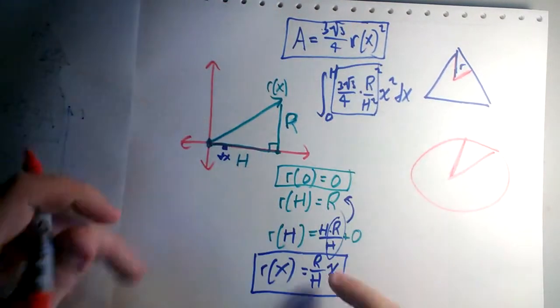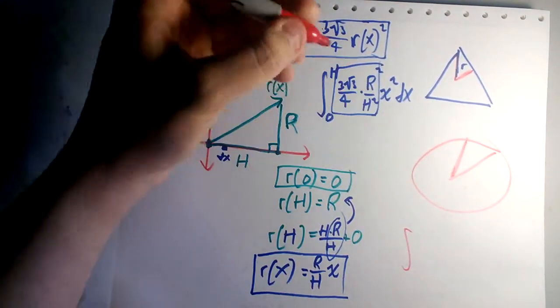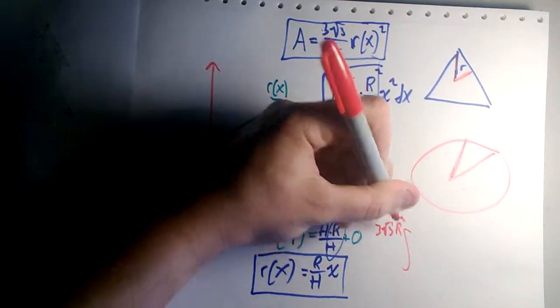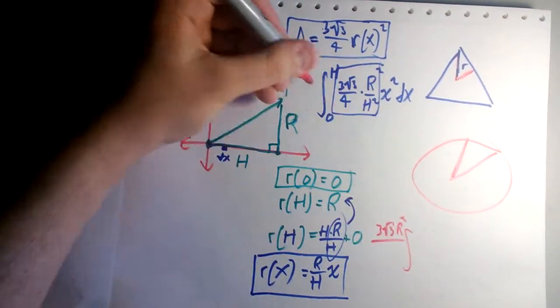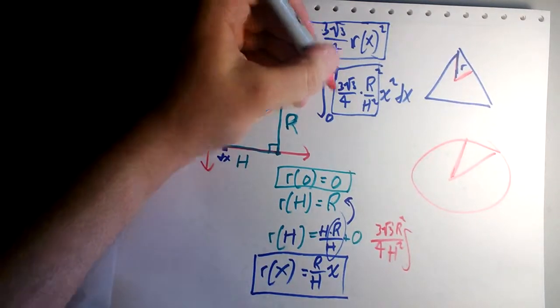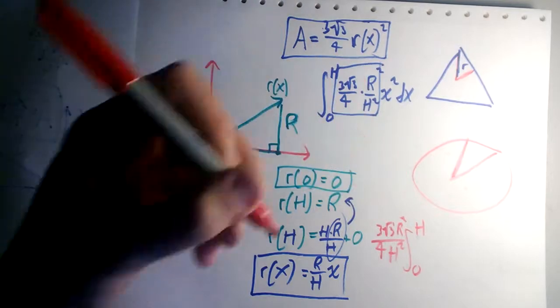Just move them out of the integral. So now we have 3 square roots of 3 R squared divided by 4 h squared. We have this 0 here. We have this h here.